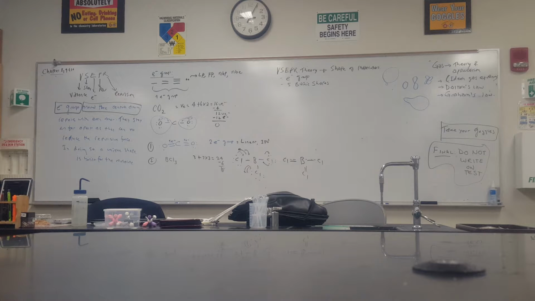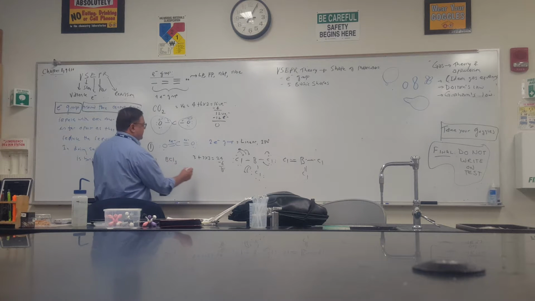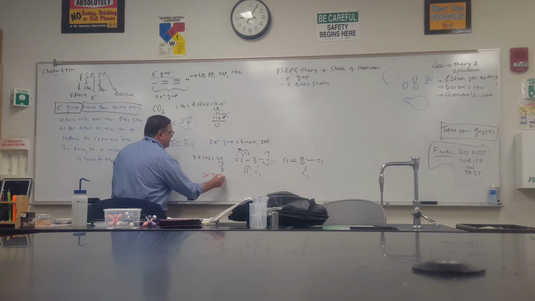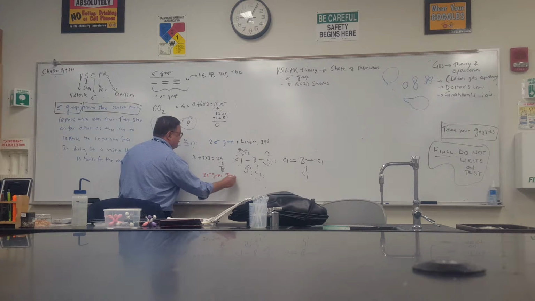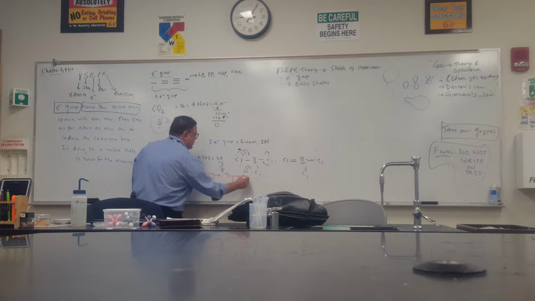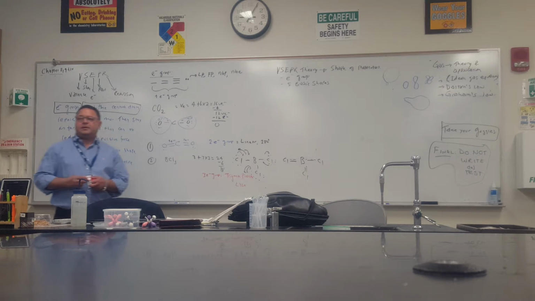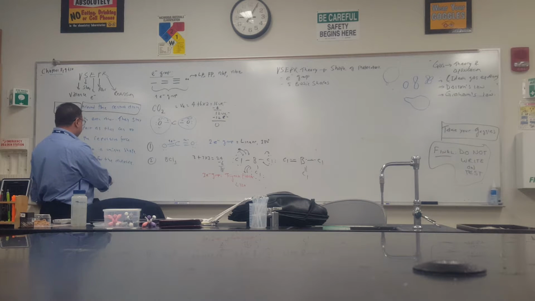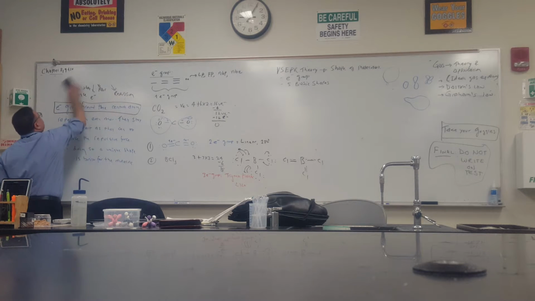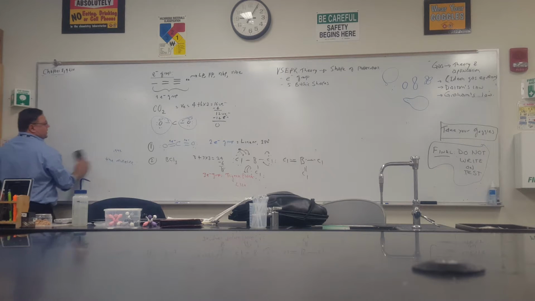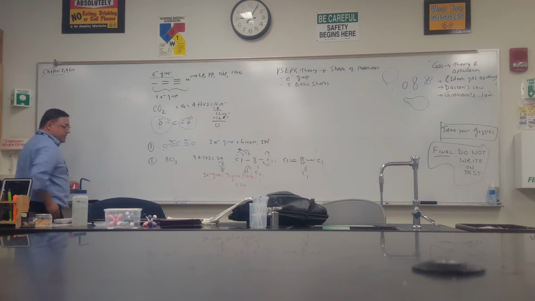So the shape here is 3 electron groups. So this is 3 electron groups, trigonal planar, with angle of 120. Okay. All right, let's do another one.